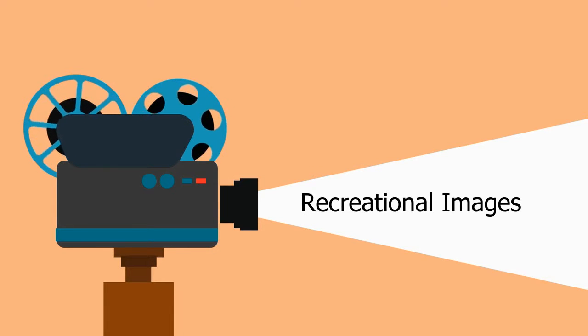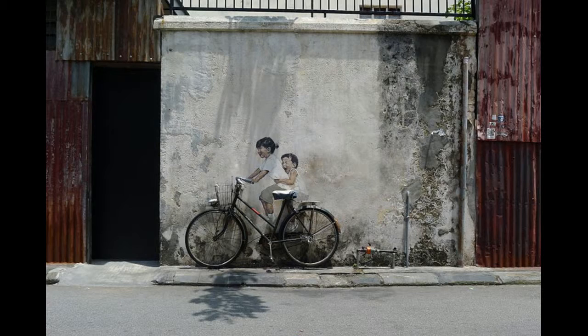And finally, the recreational images try to catch our attention in order to entertain us. Apart from pictures in museums, we can find some kind of art in every corner of a town or city. Examples of recreational images come from films, comics, street art, and graffitis.